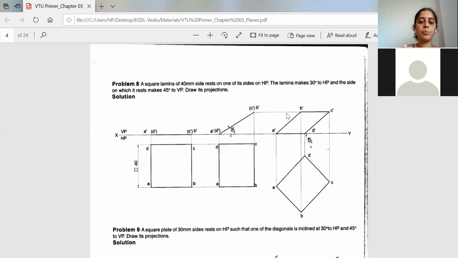Always notice, in the first stage you will get the true shape of the top view. In the second stage you will get the apparent shape of the top view, but still you won't get the apparent shape of the front view. To get the apparent shape of the front view, the question will always be given in such a way that either the side will be inclined to VP or the diagonal will be inclined to VP, such that it helps in getting the apparent shape of our front view also. So this is how you have to solve the problem.